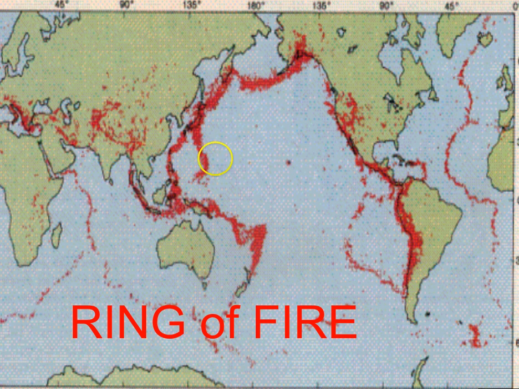Ring of fire, here you go. Western part of the United States, down to South America, all the way over into Japan, and other parts of the East. It's the Ring of Fire right here. This is where the majority of seismic activity happens in the world. All on there. Okay.